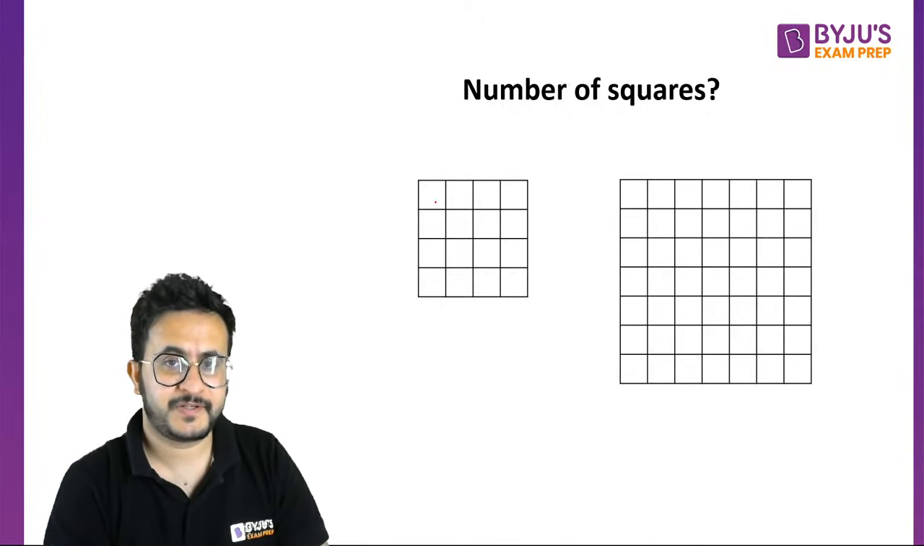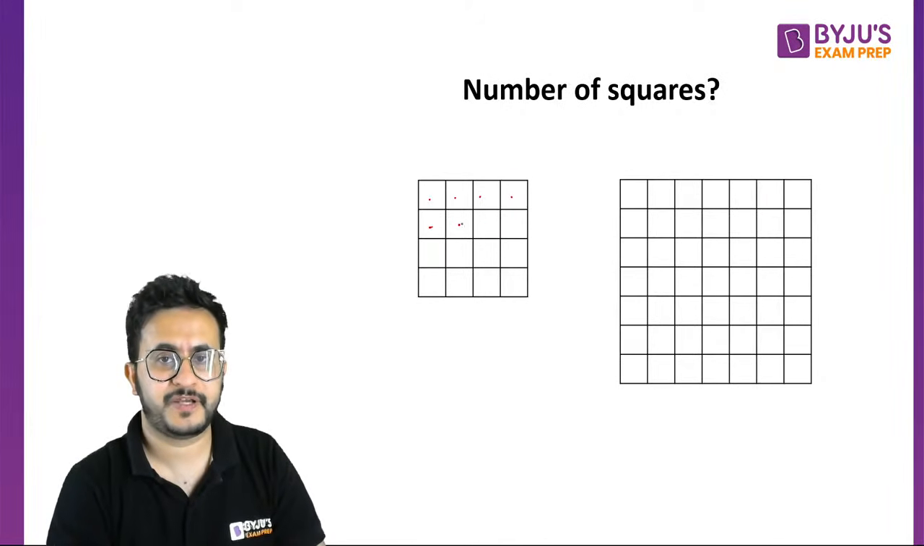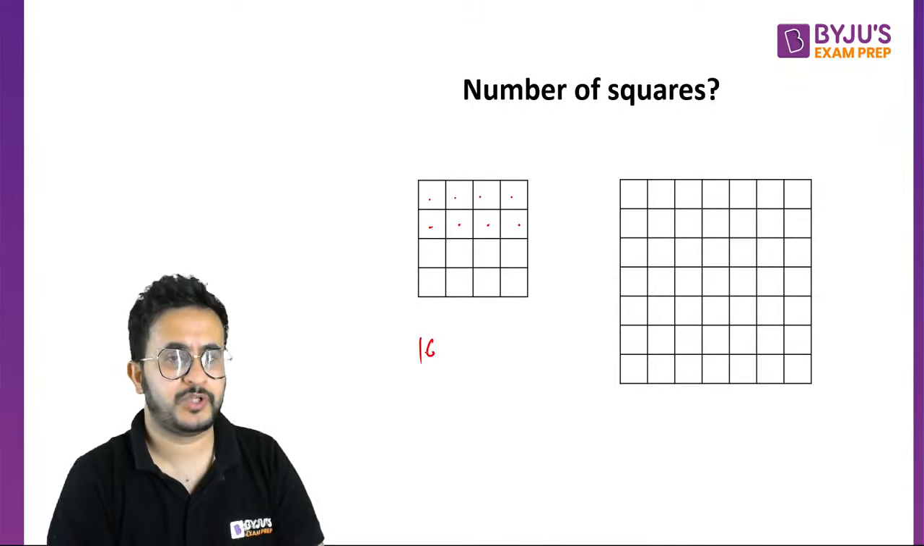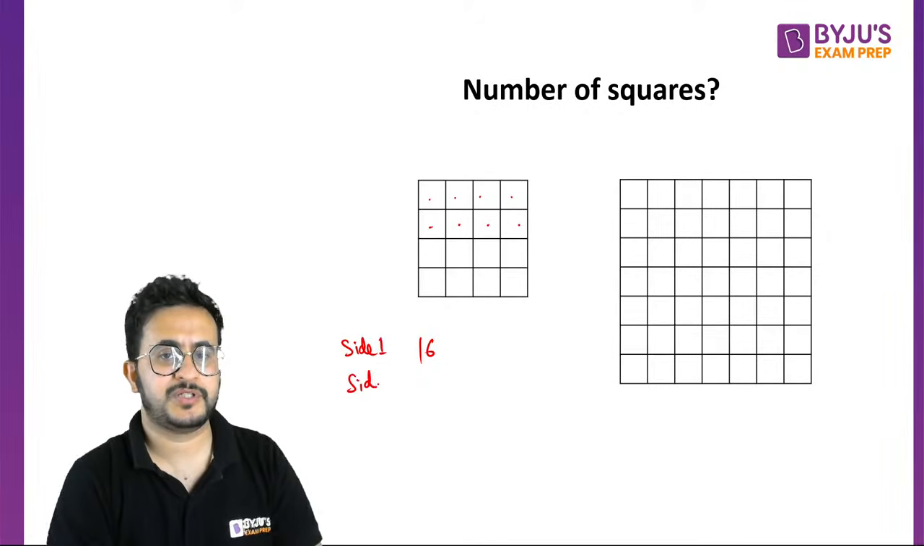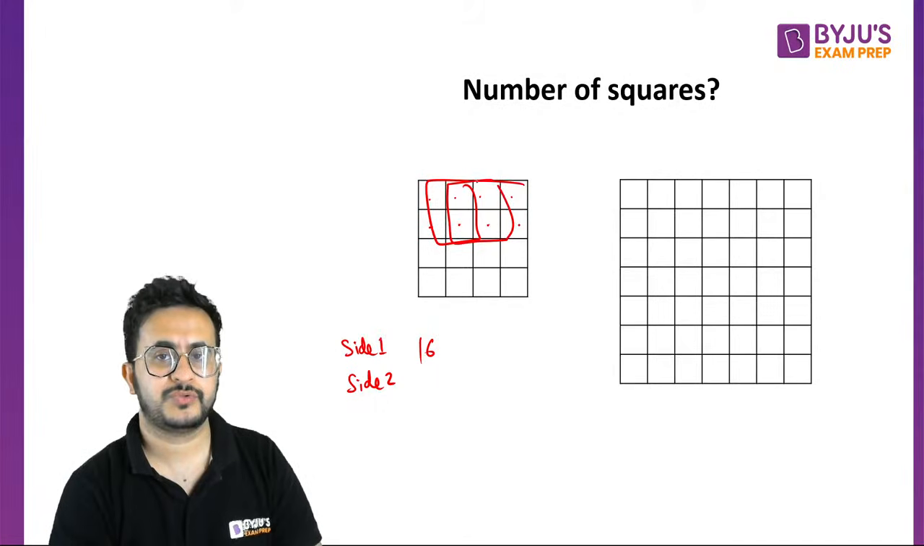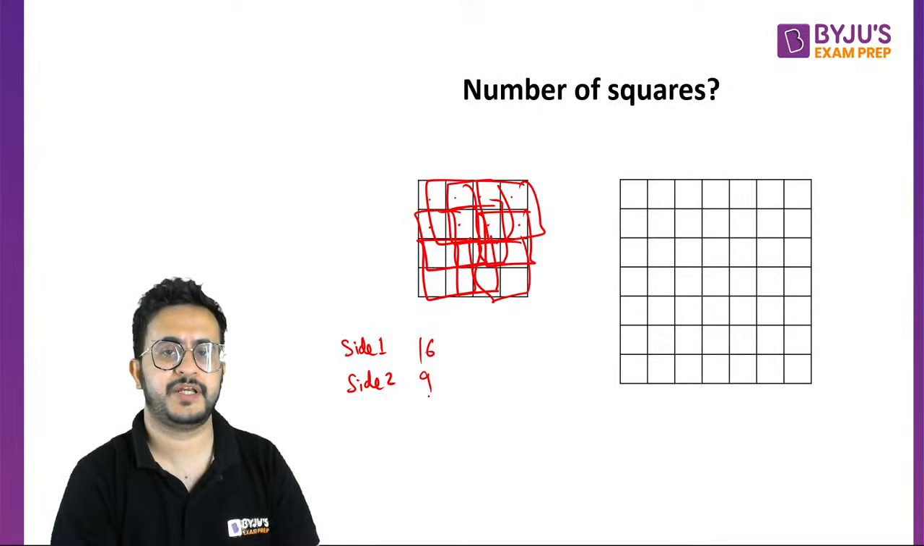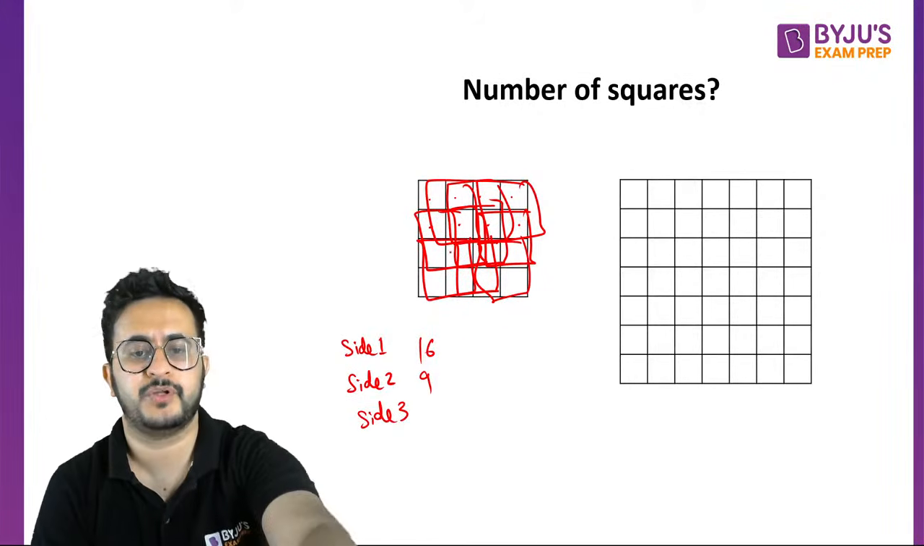So in the first figure we can manually count: 1, 2, 3, 4, 5, 6, 7, 8, up to 16 small squares of side one. If I talk about side two, then you have 1, 2, 3, 4, 5, 6, 7, 8, 9. So there are 9 squares of side length 2. If we talk about side length 3, okay.